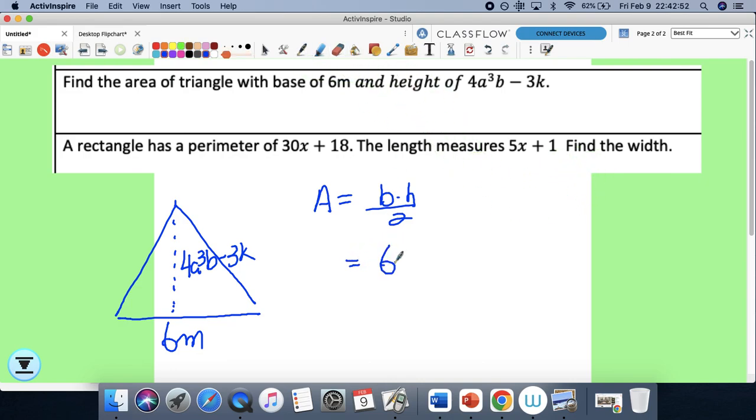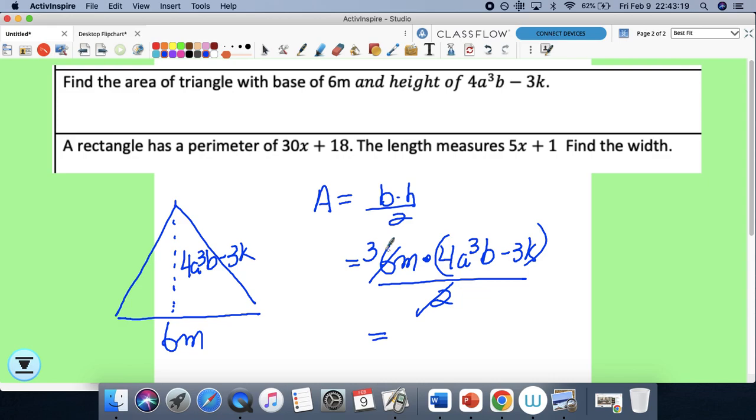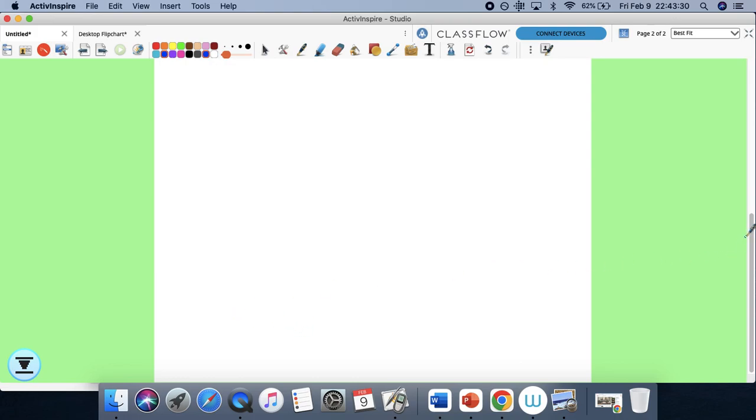So the base is 6m. The height is 4a^3b minus 3k, which I'm going to write in parentheses because it's made up of 2 terms, and then divide by 2. Choice 1, do the distributive property, and then divide everything by 2. Or you can, right now, simplify the 2 and the 6, make that into 3m, and then you don't have to worry about dividing by 2. So let me clean that up. If I simplify the 6 and 2, I get 3. So I'm actually going to have 3m times 4a^3b minus 3k. That might be the easier way, right?